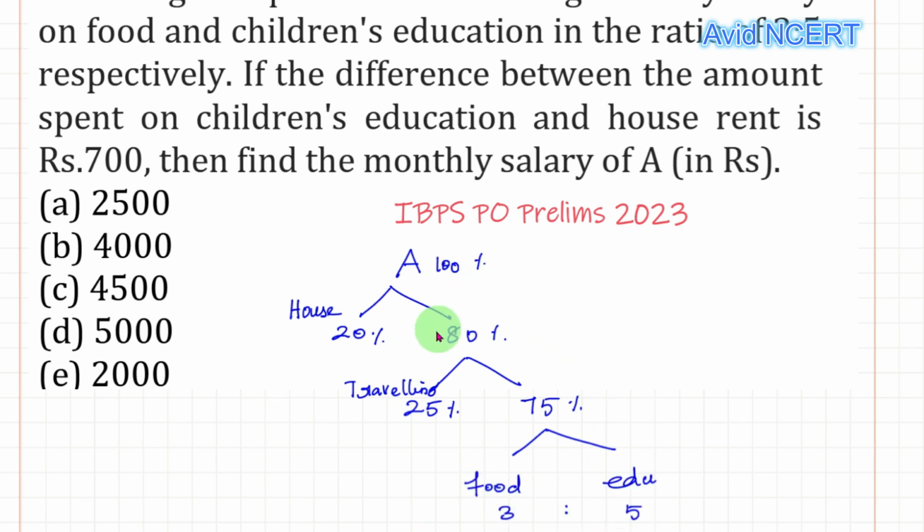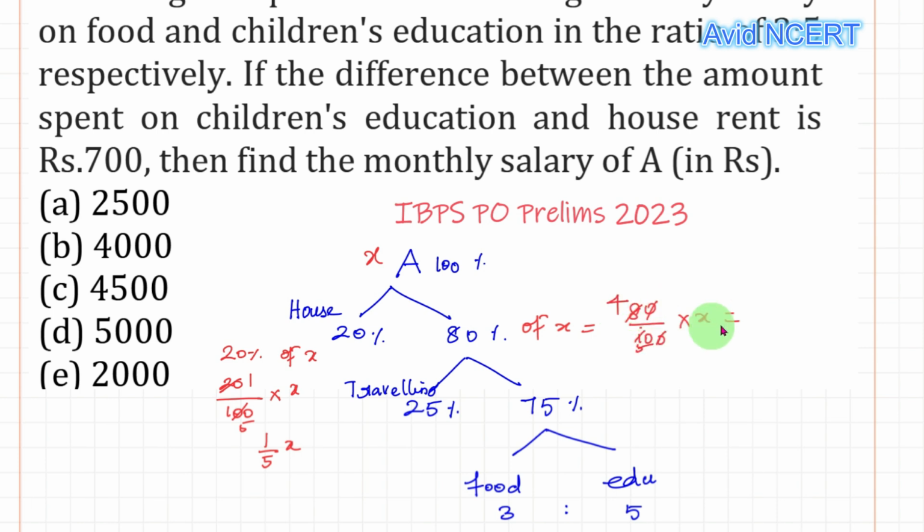To find this amount, let's go like this. We don't know the amount of salary he gets, so let's take it as X. Of this X, 20% is for house rent. That is 20% of X, which equals 20 by 100 times X, which equals 1 by 5 X. And 80% of X is 80 by 100 times X, where the 0 gets cancelled, and 2 times 4 is 8, 2 times 5 is 10, so 4 by 5 of X.